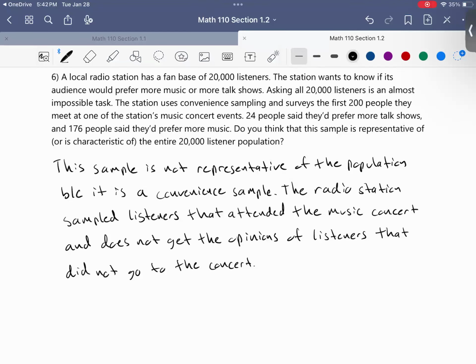So convenience sampling is not representative because the radio station asked people at a concert whether they prefer more music or talk shows. And of course, the people attending a music concert would prefer more music than talk shows. So it doesn't represent the talk show population much, which ends in a not representative sample.